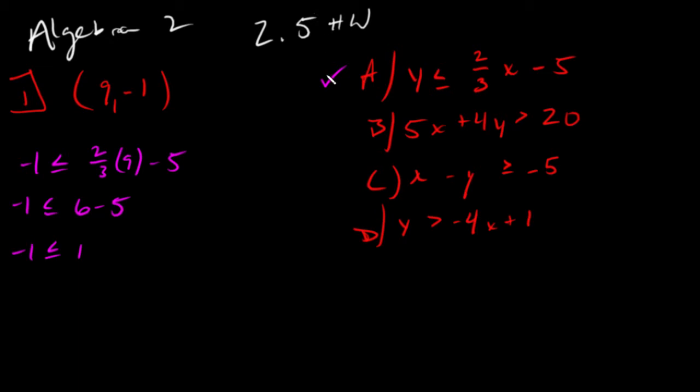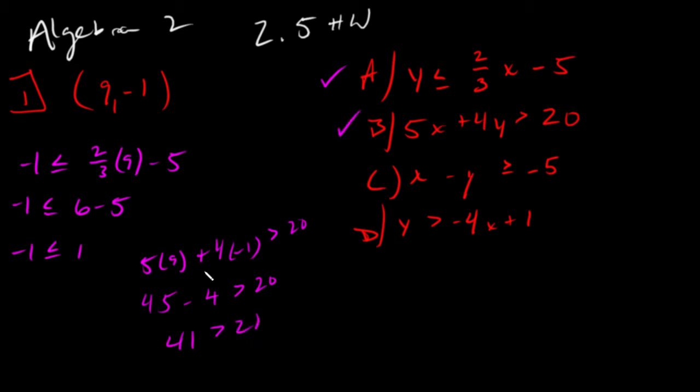So you've got 5 times 9, this is for B here. 5 times 9 plus 4 times negative 1 is greater than 20. Well, that's 45 minus 4 is greater than 20. 41 is greater than 20. Look at that. It is another true statement. I would bet that 41 is bigger than 20. Why does it say 21? Let's just say 20. Anyway, whatever.